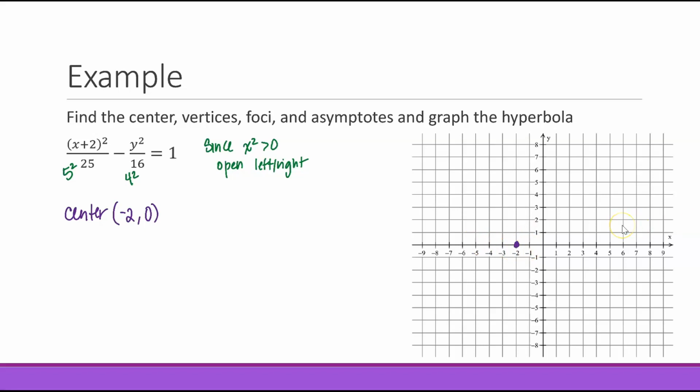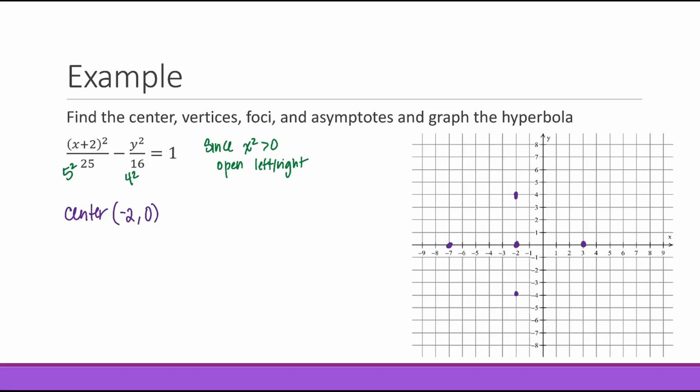And we're going to do something similar to what we did with ellipses. We are going to travel 5 units to the right and 5 units to the left because the number 5 is being squared underneath the x value. So 1, 2, 3, 4, 5. That's going to lead me to 3, 0. And then 5 to the left is going to lead me to negative 7, 0. And then I'm going to go 4 units up and 4 units down because that's the number being squared underneath the y variable.